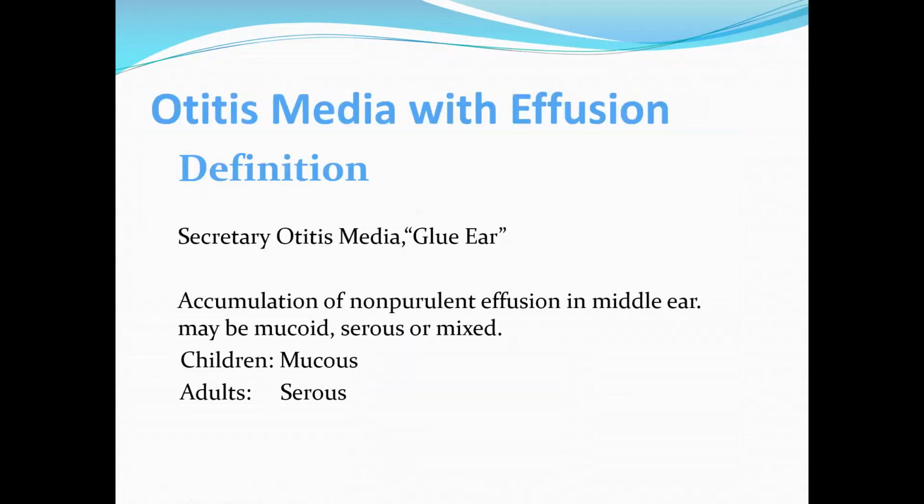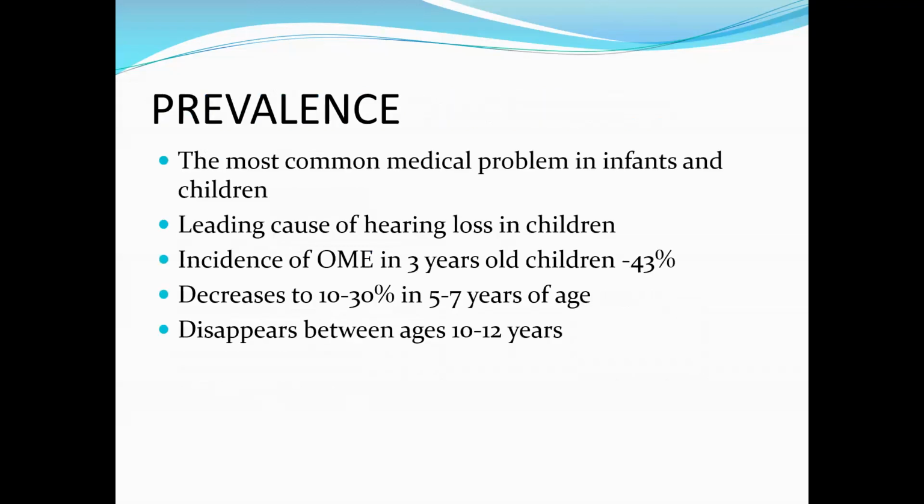So again, this is secretory otitis media in children. We call it glue ear. Why glue ear? Because secretions are mucinous. Mucus glands are more in number in children, so the secretion is very tenacious and thick. In adults, serous glands are more, so the secretion is thin. It is called serous otitis media.